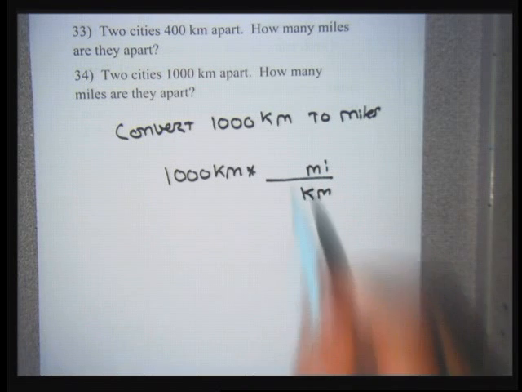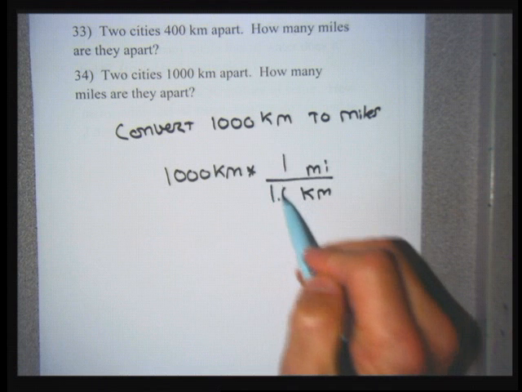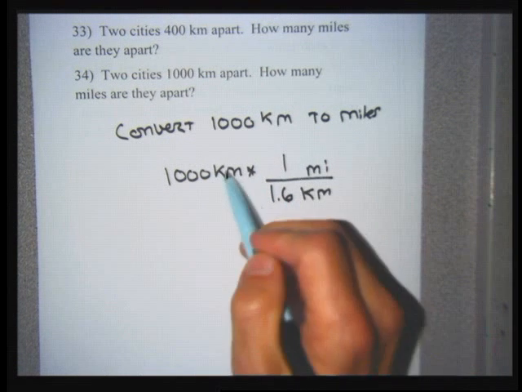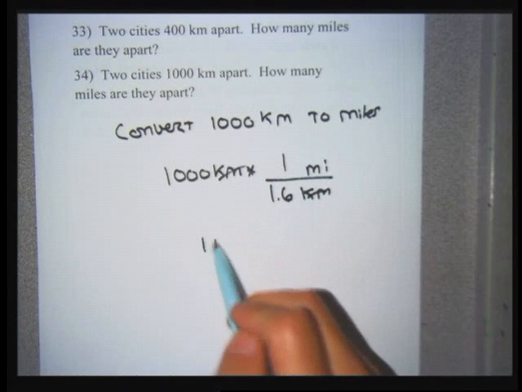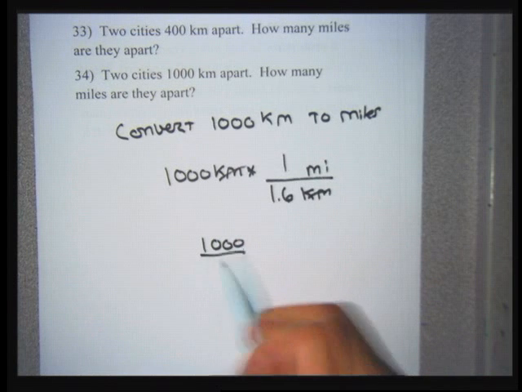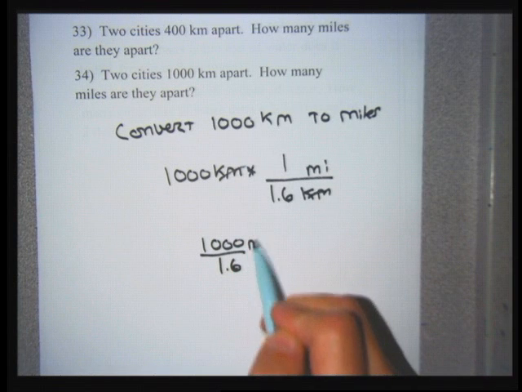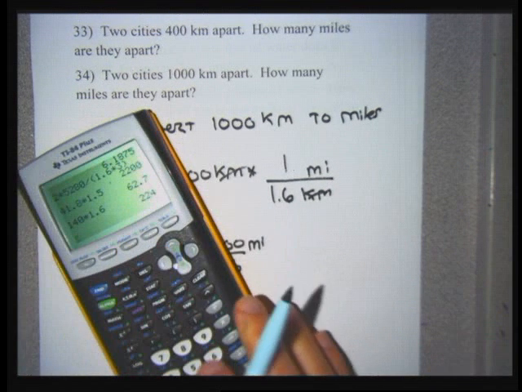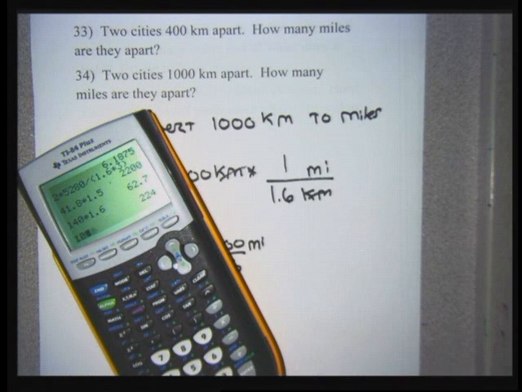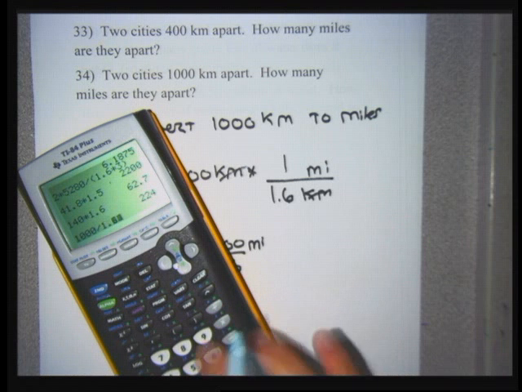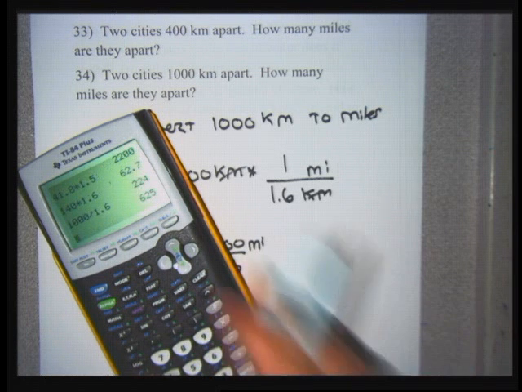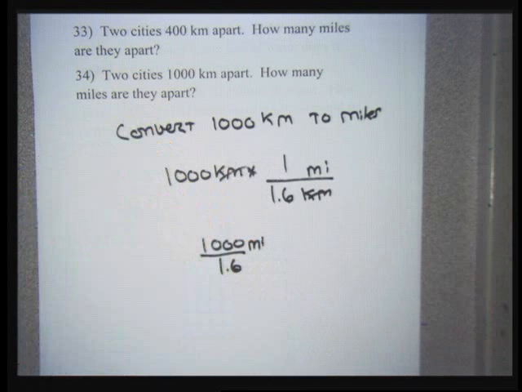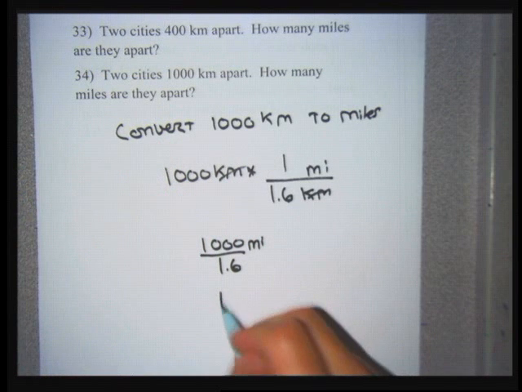And I'm using that same 1 mile as 1.6 kilometers. Kilometers are going to cancel. You're going to have 1,000 over 1.6, and the units now are miles. And I just divide. Somewhere it must have said to round to 2 decimals. I'm going to round 1,000 divided by 1.6 to 2 decimals. I guess it wasn't necessary. So I'm going to get 625 miles.